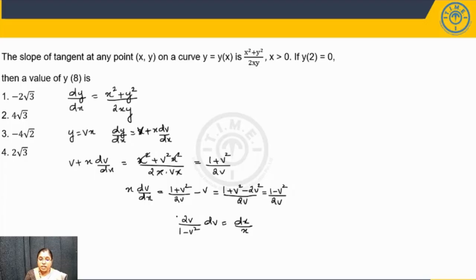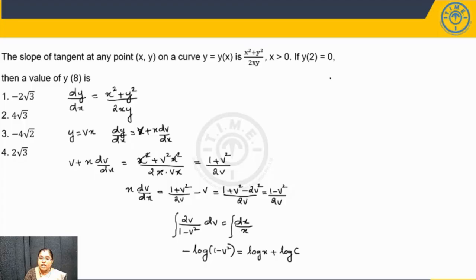Now we have to integrate both sides. When you integrate 1 minus v square, the derivative of 1 minus v square is minus 2v dv. So let's write minus log of 1 minus v square equal to log x plus log c. So this is what we are getting. Minus log of 1 minus v square is equal to log x plus log c.